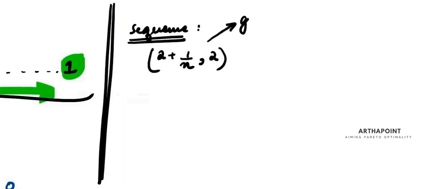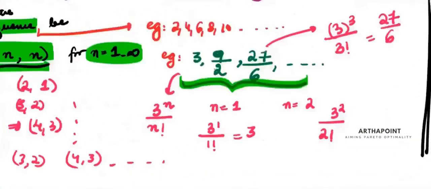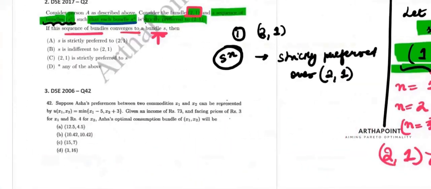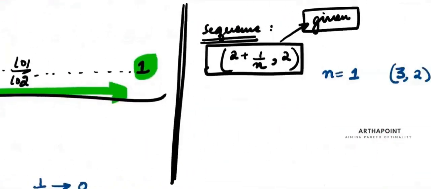Usually you will be given the sequence. What sequence you should take, don't worry about this; it will be given to you. Now again, try with different values. Put n equal to 1. When you put n equal to 1, you will get 2 plus 1, 3, comma 2. This is preferred over 2, 1. Each bundle Sn is strictly preferred over 2, 1. So 3, 2 is preferred over 2, 1.